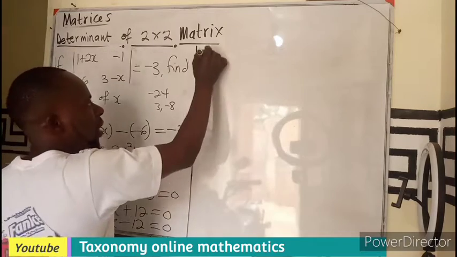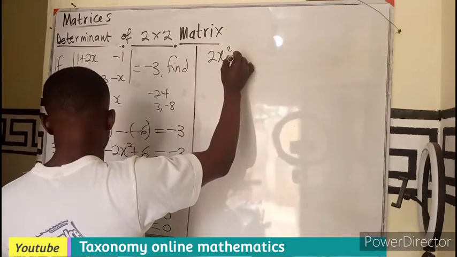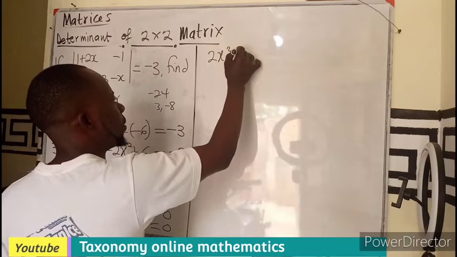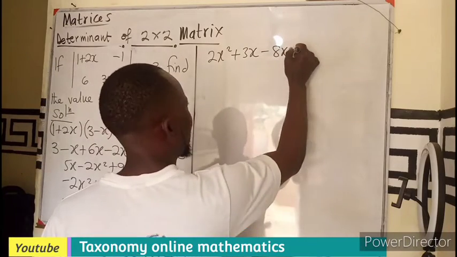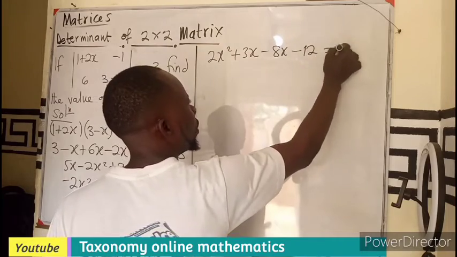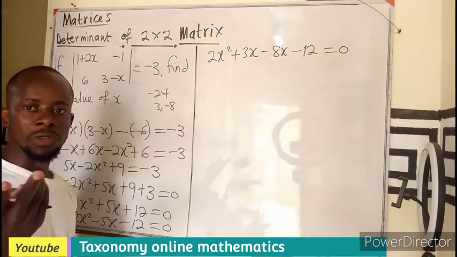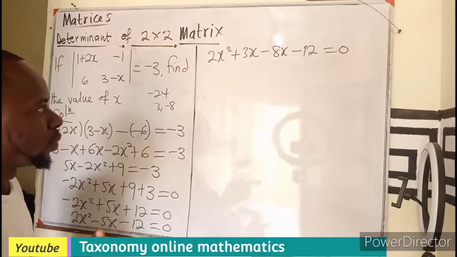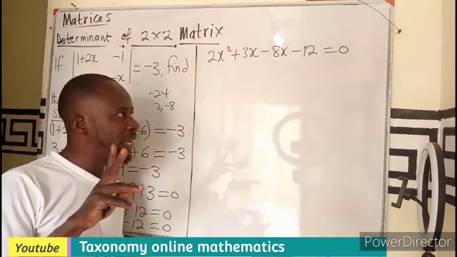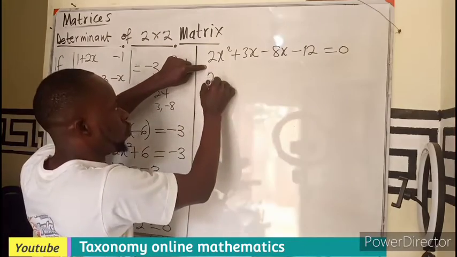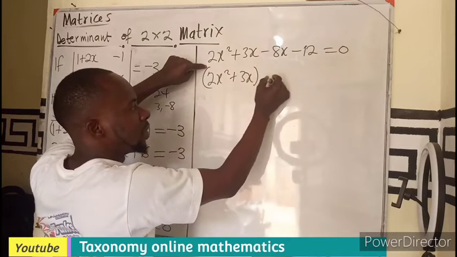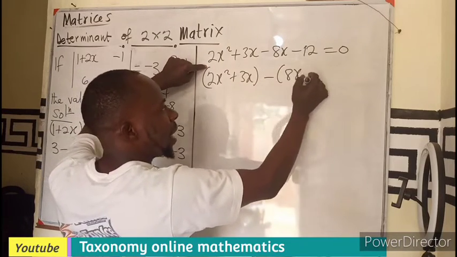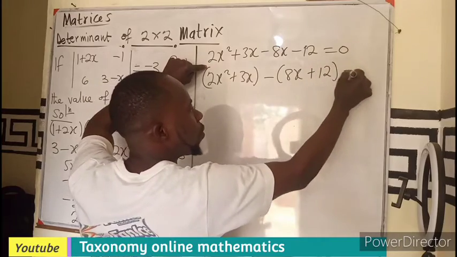So I have 2x squared plus 3x minus 8x. Then finally, we have our 12 equals to 0. 4 terms, algebraic 4 terms. So what do? We group them 2 by 2. So 2x squared, 3x in 1, minus 8x squared, plus 12 equals to 0.